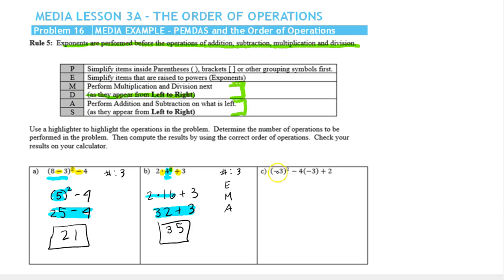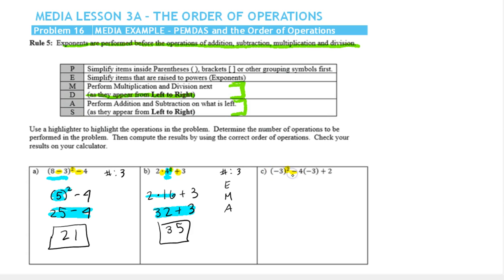So this is the quantity negative 3 squared, notice the negative is in parentheses, minus 4 times, since the parentheses are written next to this number, it's implied multiplication, times negative 3 plus 2. So let's highlight our operations. So we have an exponent. Notice the parentheses here, there's no operation in the parentheses. The parentheses are just indicating that we're squaring the entire quantity negative 3. We're not just taking the opposite.